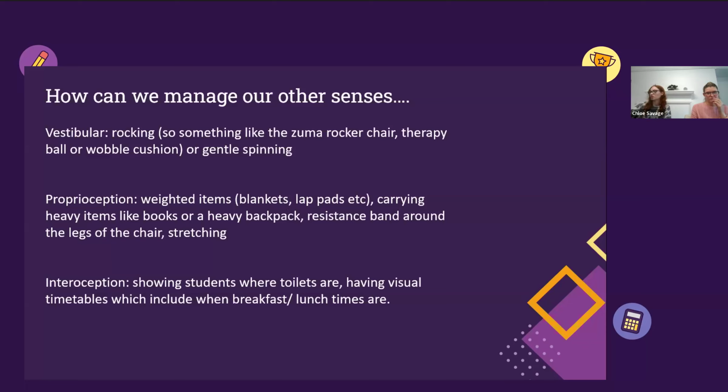For ways that we can manage the other sensors that we mentioned, so your vestibular sensors, that can be rocking, so getting things like Zuma rocker chairs, which are basically just rocking chairs. Therapy balls, which look like yoga balls, and wobble cushions, which you put on the chair and you can just wobble around on it. And also the kids that like spinning, sometimes you can get spinny chairs which can either help or not help. It is really individualized.